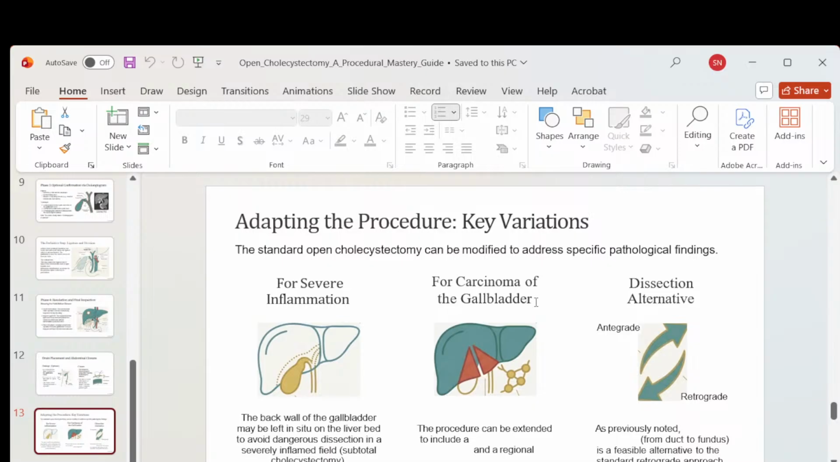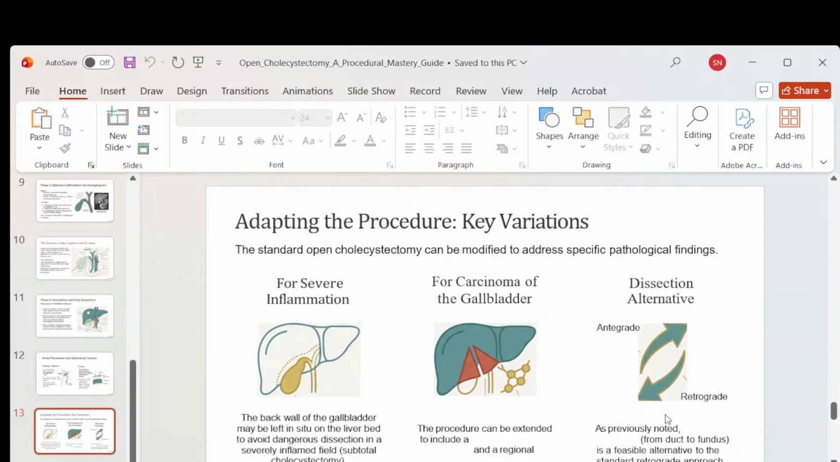In case of carcinoma of the gallbladder, the procedure can be extended to include a portion or a regional portion. Some words are missing. I don't know what word I left. Okay, I'll say it later.